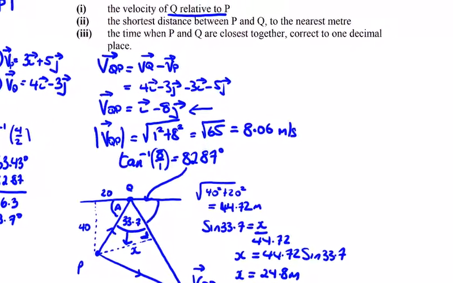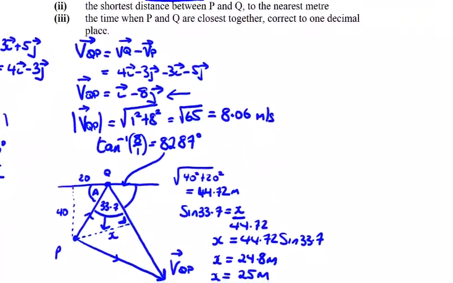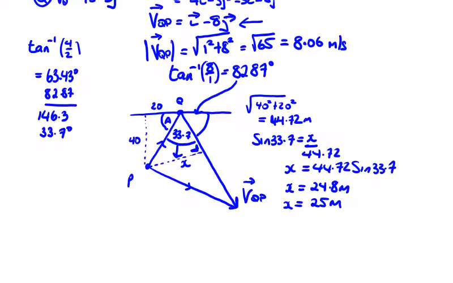So we're asked for the shortest distance. That's part 2. We have it. And then the time when they're closest together, correct to 1 decimal place. Okay, let's get the time. So we need this point along here. Let's call it R. So we need QR. This QR is going to be equal to, well, X was 44.72 sine. So the adjacent one is going to be cos 33.7.